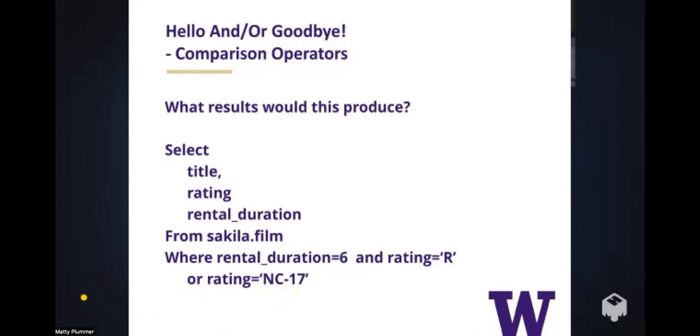Now, what can we do? What if I wanted, what can we do to this query, like if we think intuitively here, if I wanted films rated R or NC-17 that only have a duration of 6? So right now, this is giving me all NC-17 films and R with duration 6. What if I want both rated R and NC-17 with the duration of 6? What could I do here? There's a couple different ways.